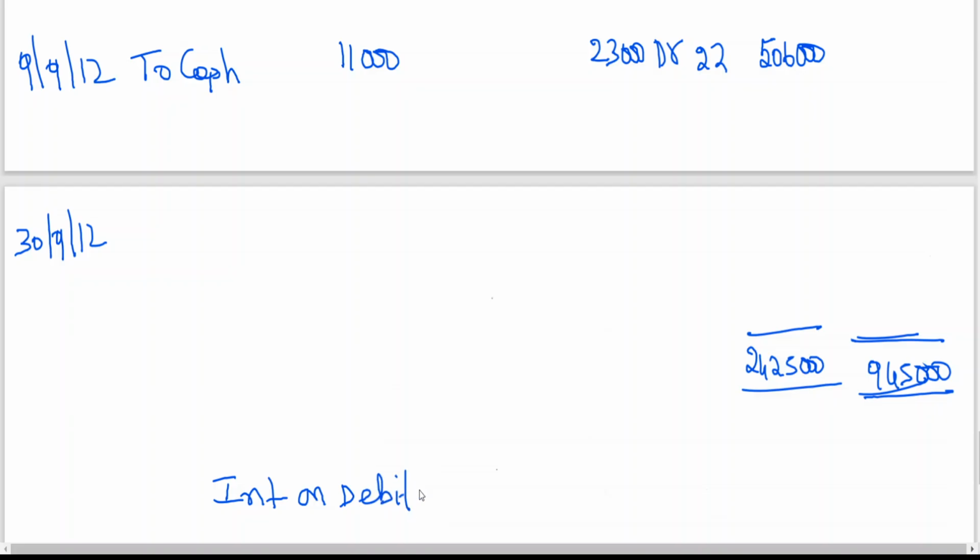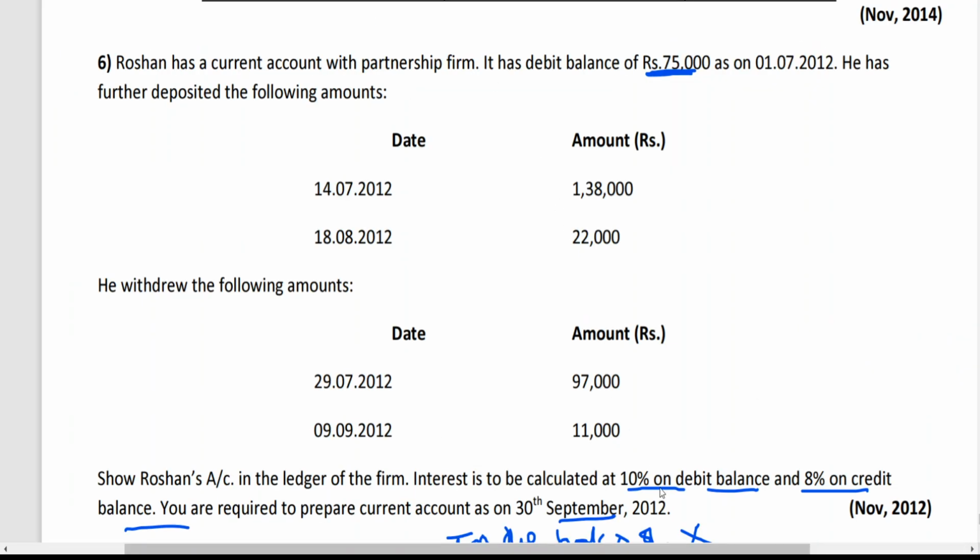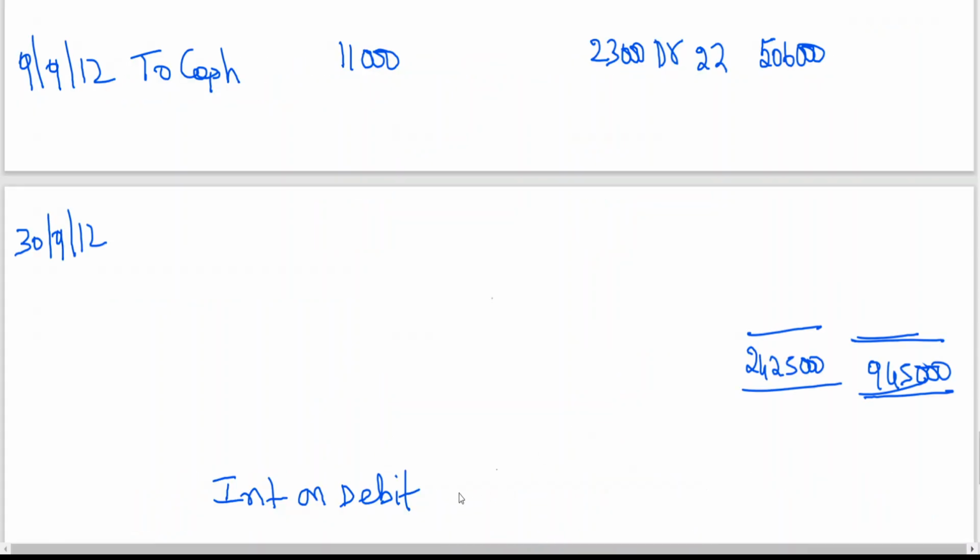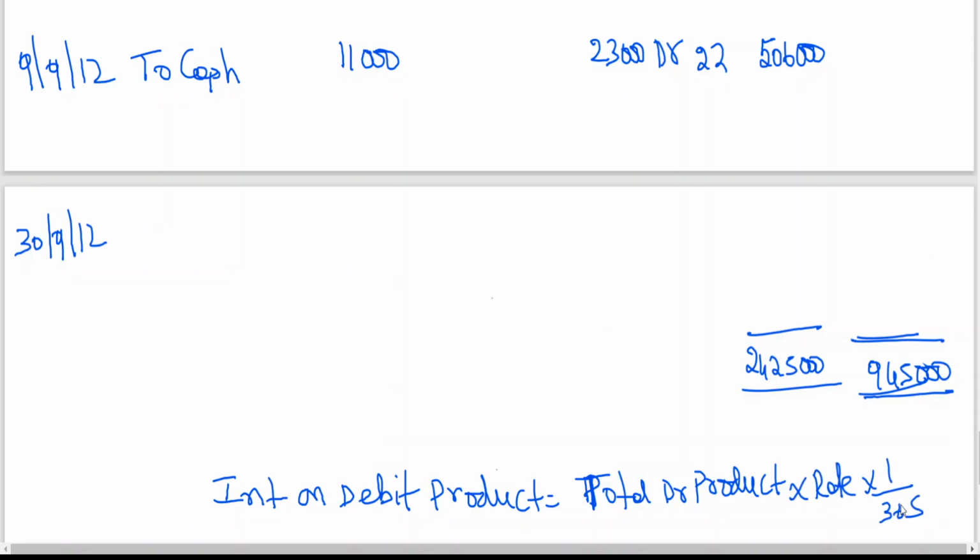Now I need to calculate interest on debit product. We got in the debit product that the interest rate is different, no? 10% on debit balance, 8% on credit balance. Generally, your deposit interest will be less, your withdrawal interest will be more. Interest on debit balance, interest on debit product, formula same. Total debit product into rate into 1 by 365.